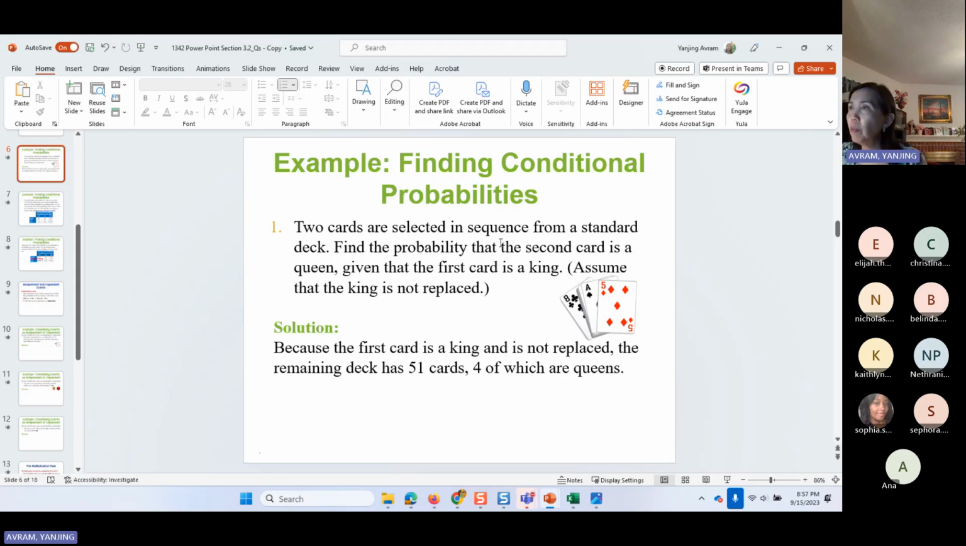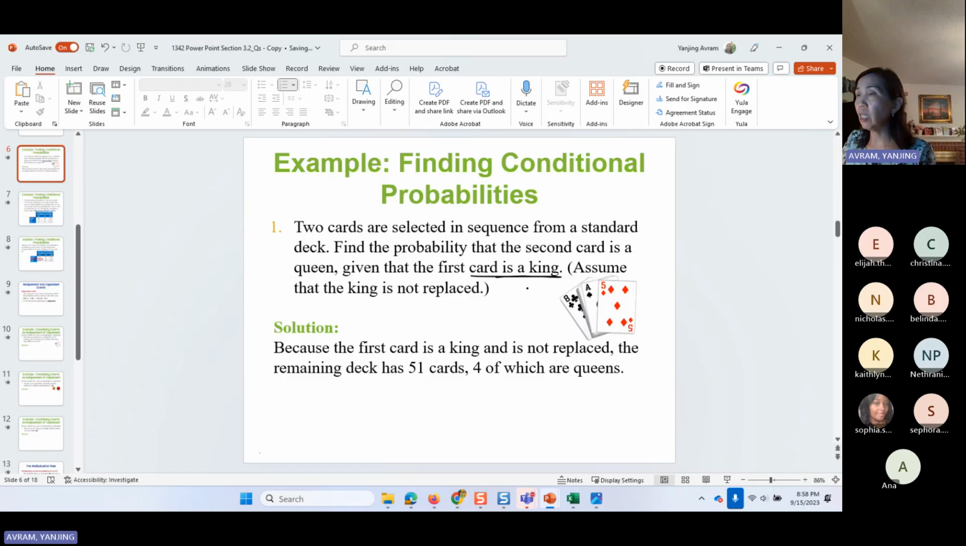For the probability, two cards are selected in sequence from a standard deck, so that means you pick 2 cards. What is the probability that the second card is a queen, given the first one is a king, assuming the king is not replaced? That means if the king is out, you have 1 card less already. So this is called conditional probability: 2 cards in a sequence, given the first card is a king.